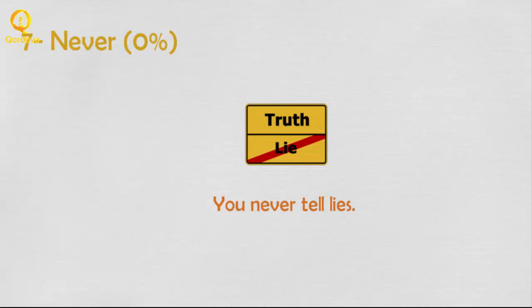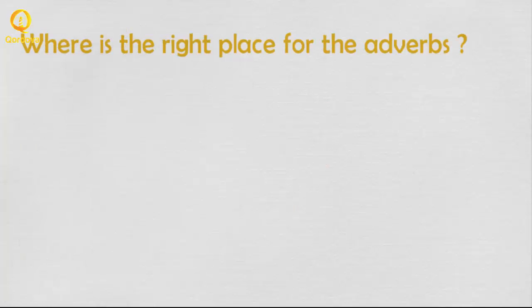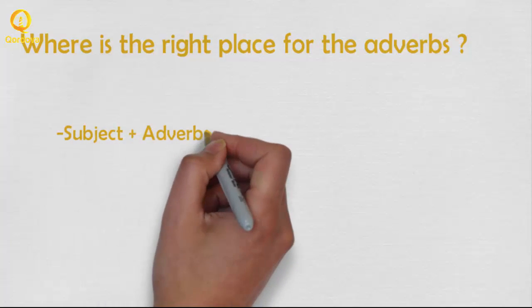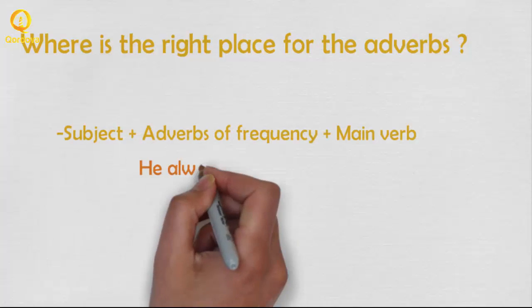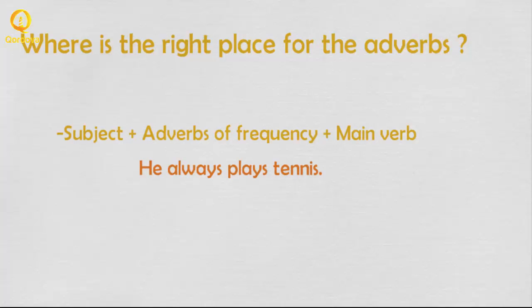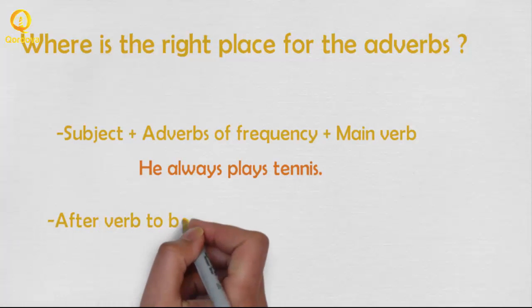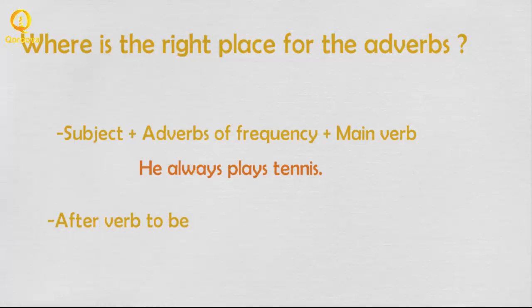It's very important to notice where to put adverbs of frequency in a sentence. When the sentence is in the present simple tense, we put the adverbs of frequency between the subject and the main verb. For example, he always plays tennis. And if the sentence has verb to be, we put adverbs of frequency after verb to be. For example, he is always late.